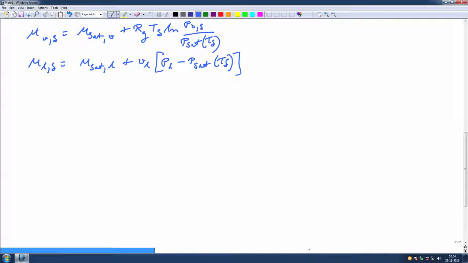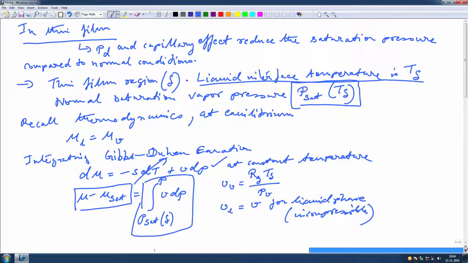These are the two sets of equations. In one case V_L is incompressible, so it is constant, in the other case it is not, so we are integrating it. If you have not understood it, let us go through it once again. So mu minus mu_sat, this integral is a common equation. Now the vapor volume, as you can see, is a function of the vapor pressure, so this particular equation is well known. On the other hand, for the liquid phase, we are assuming it is incompressible, so it is basically a constant. So you integrate this equation, one for the liquid phase and one for the vapor phase.